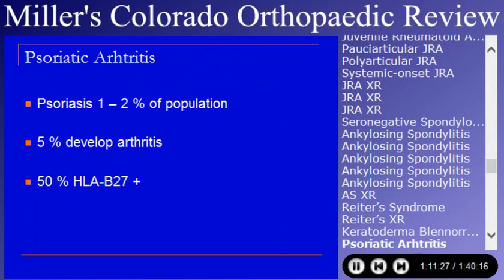5% of those people develop arthritis. Only 50% of people with psoriatic arthritis are HLA-B27 positive. So we've diminished from 90% in ankylosing spondylitis to 80% in Reiter's to 50% in psoriatic.